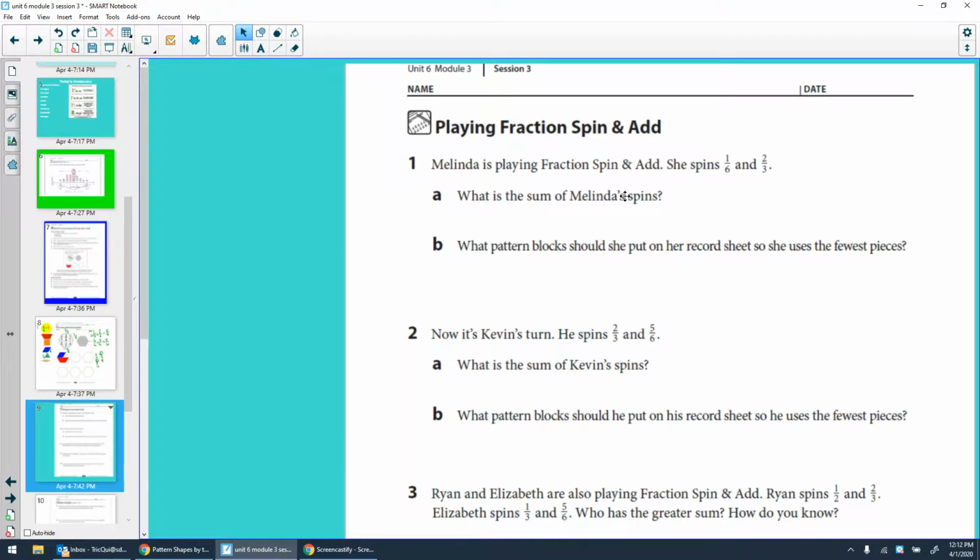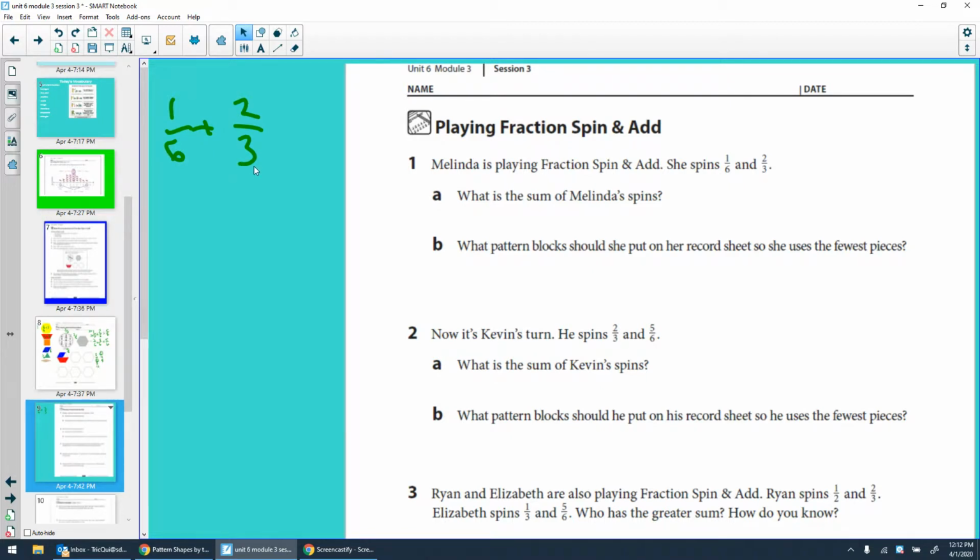Looking at the first problem, it says Melinda is playing fraction spin and add. She spins 1/6 and 2/3. What is the sum of Melinda's spins? I'm going to show you with the common denominator again. You guys are welcome to use those pattern blocks on the pattern block app to help you with this, and for some of you it'll be a great feature to use. But if you want to do the mathematical method, then you can follow along with what I'm doing right now. So we have 1/6 plus 2/3.